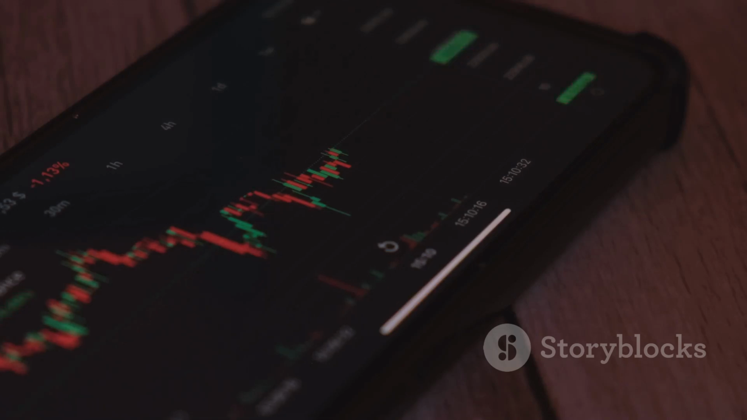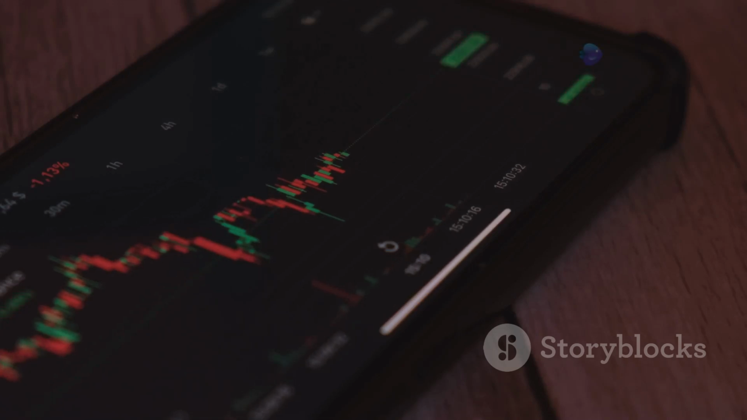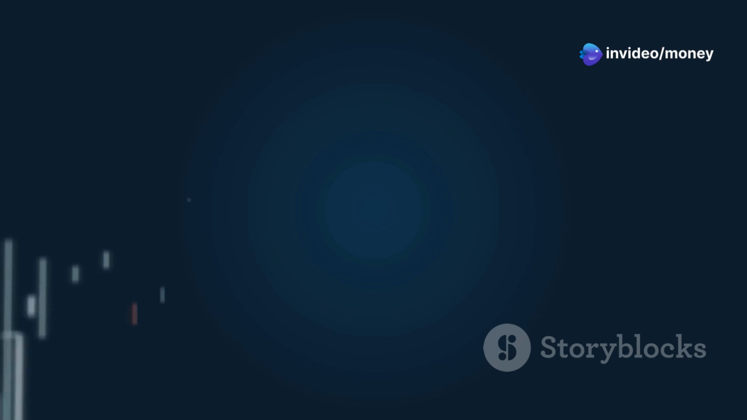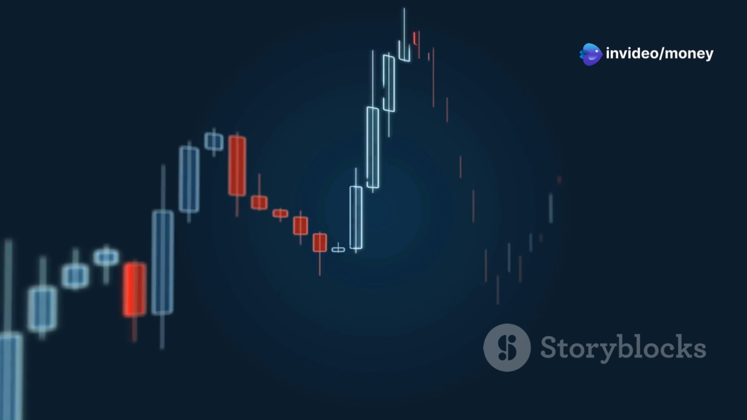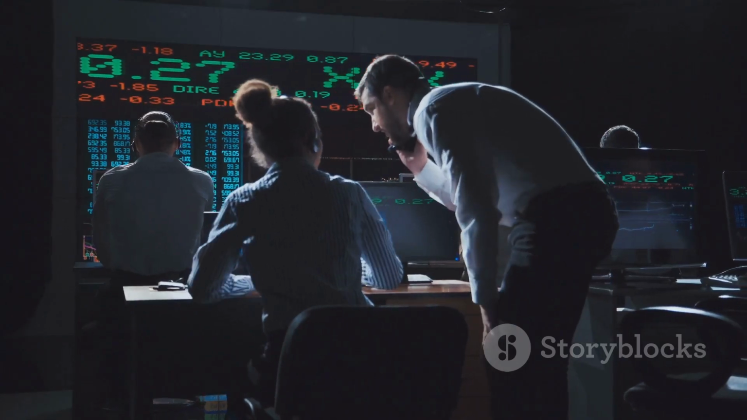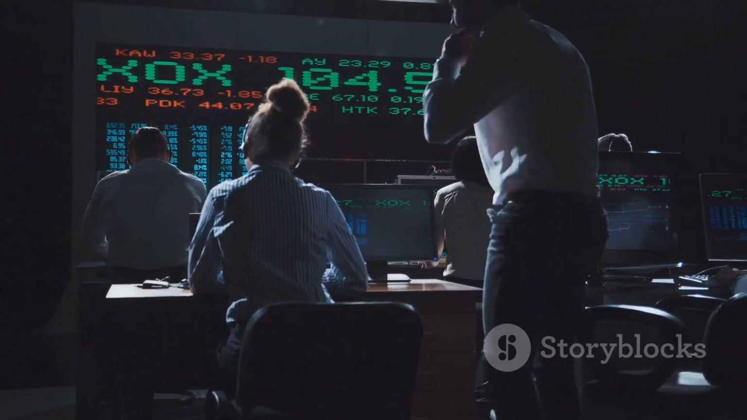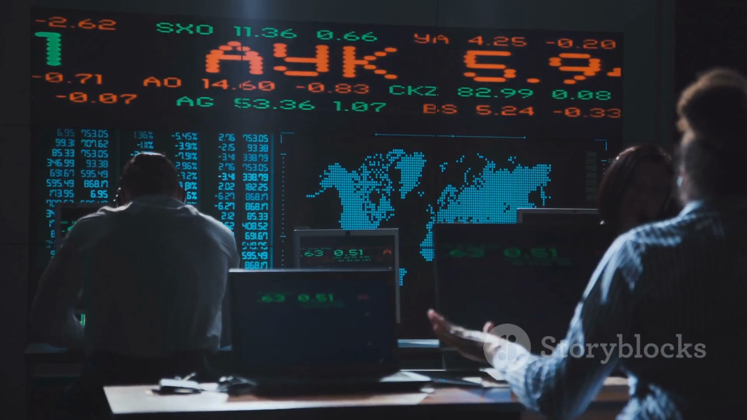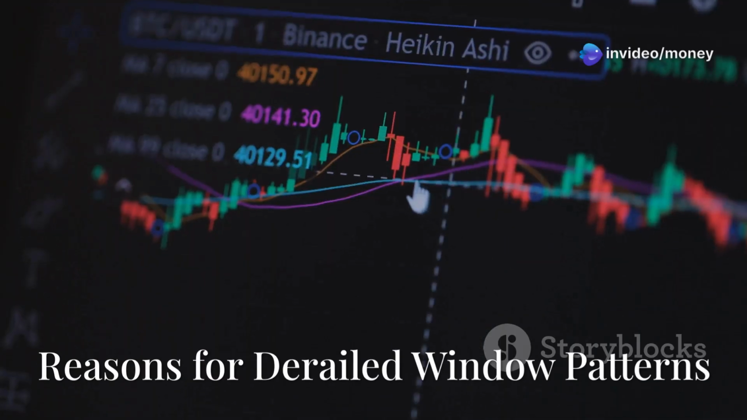However, the price unexpectedly reverses and rallies back up through the window. This indicates that the selling pressure that created the falling window has weakened. The downtrend may be coming to an end. Traders who shorted the stock at the falling window are now losing money. They may need to exit their positions to limit their losses.